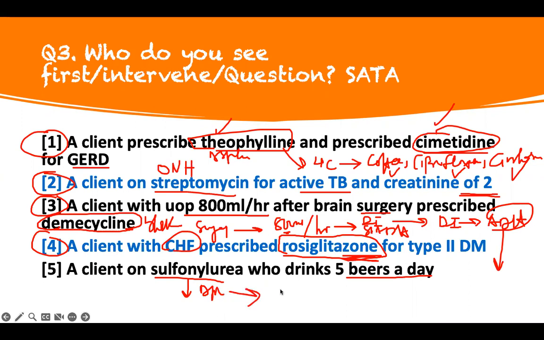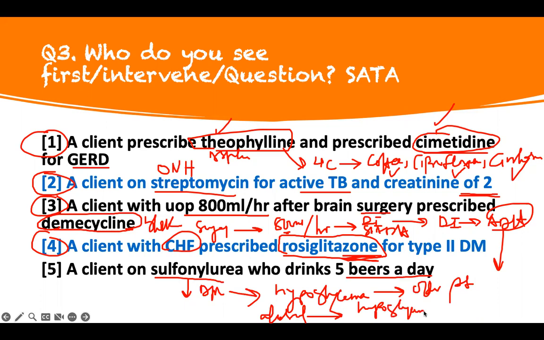This sulfonylurea causes profound hypoglycemia. Because of that, we don't even give it to older people. We avoid it in older patients because it causes profound hypoglycemia. Alcohol, guess what? Also causes hypoglycemia. You develop diuresis with excessive urination, and you develop hypoglycemia. Alcohol causes hypoglycemia. Sulfur causes hypoglycemia. You have two problems causing hypoglycemia.